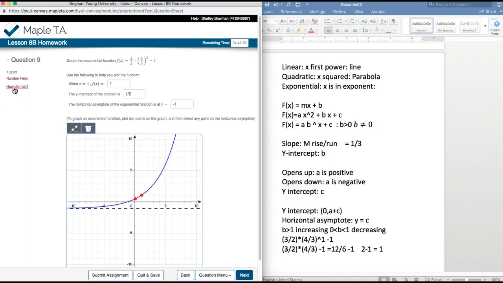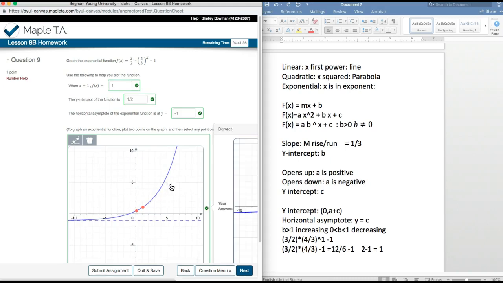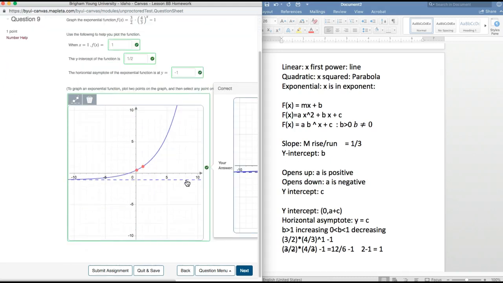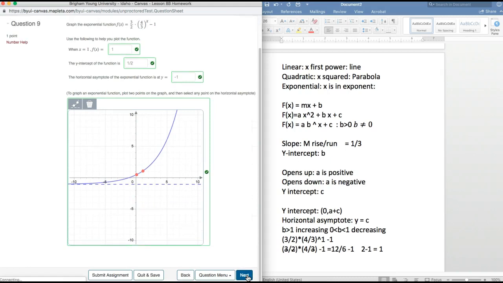And if we go ahead and say, how did you do? So we can have the reassurance that it is indeed correct.